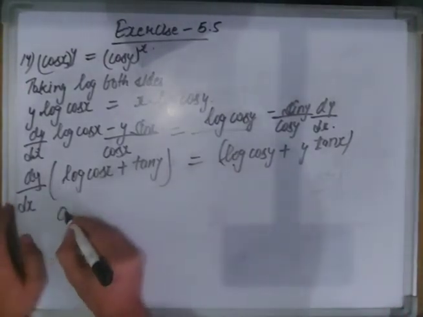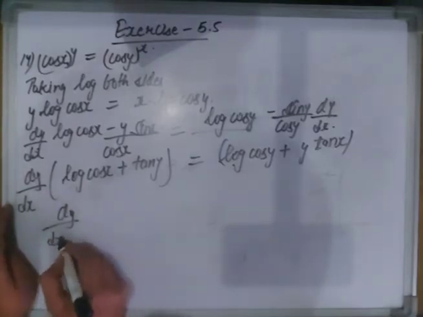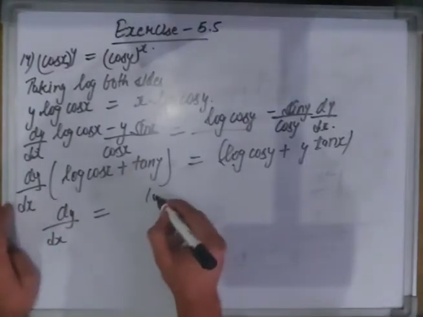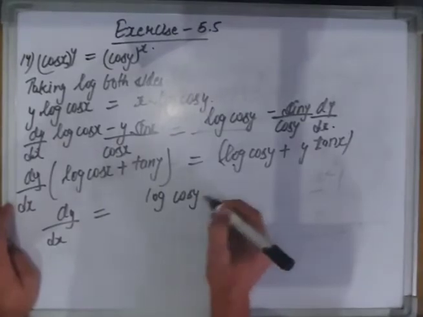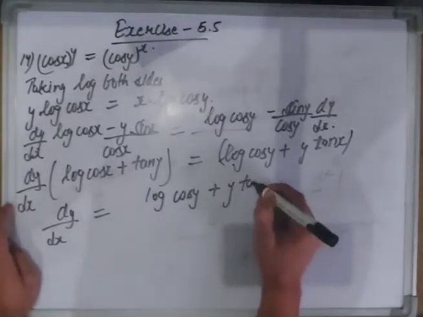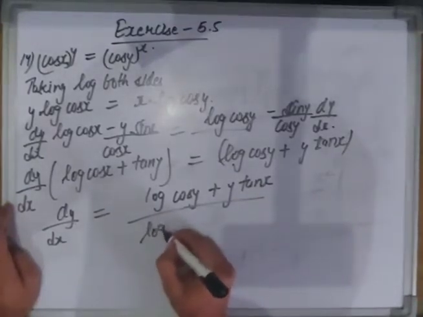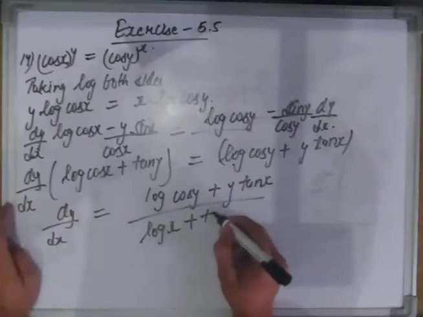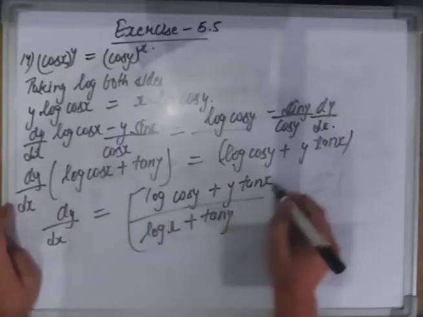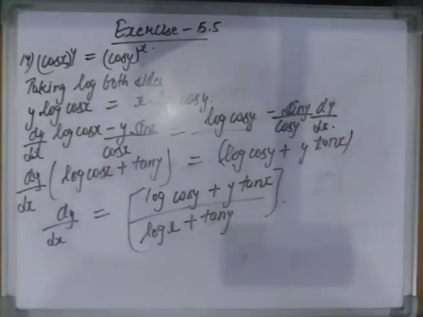Now dy upon dx equals log cos y plus y tangent x upon log cos x plus tangent y. You can leave this answer here only. So this was our 14th question of this exercise 5.5. Pause the video to note it down, then we will proceed to our 16th question. I am leaving this 15th question for you guys. Pause the video to note it down.